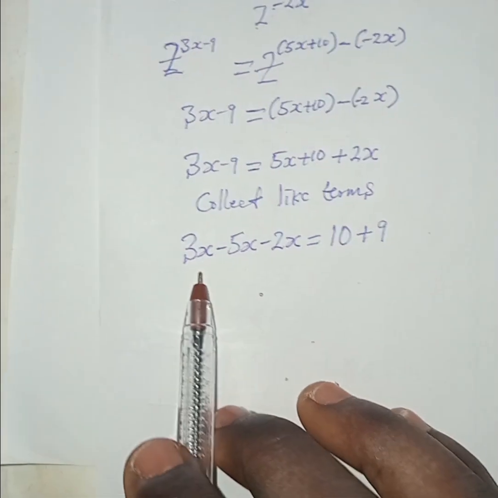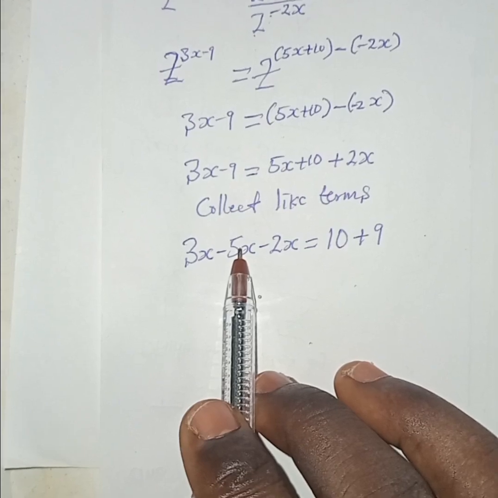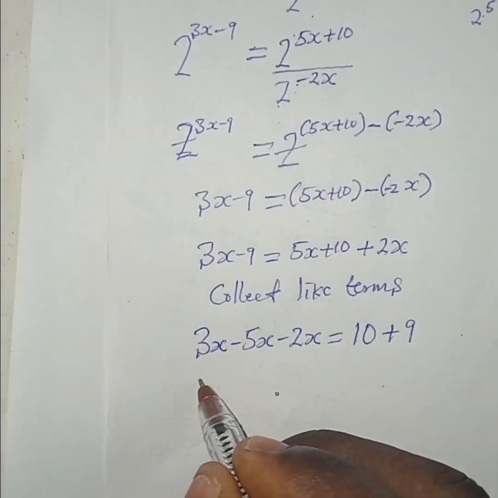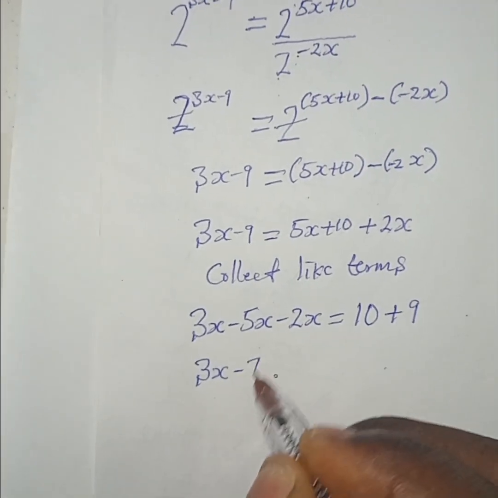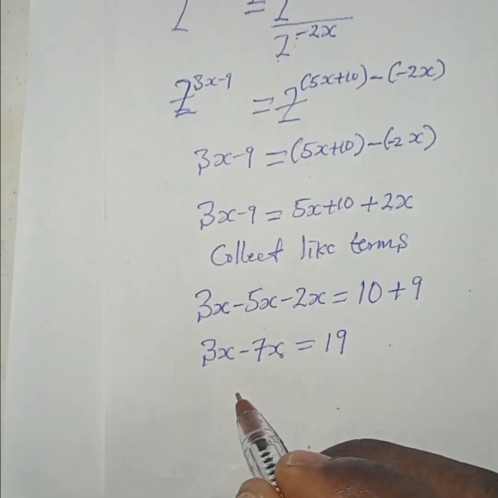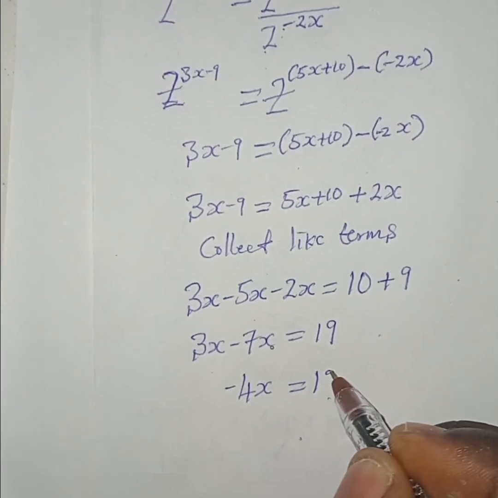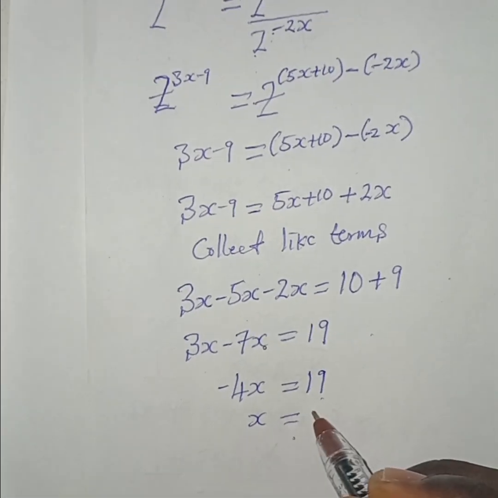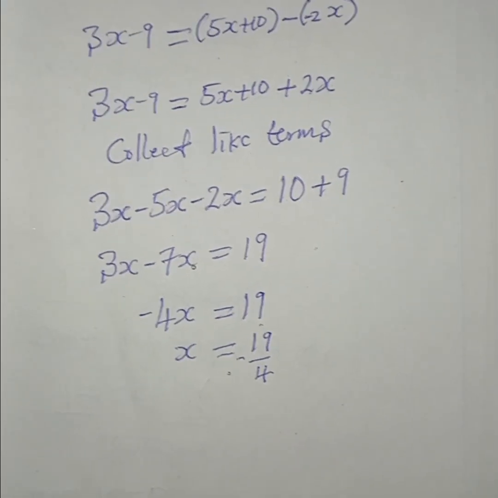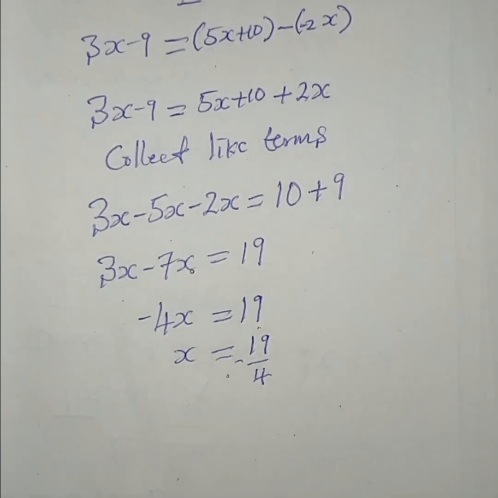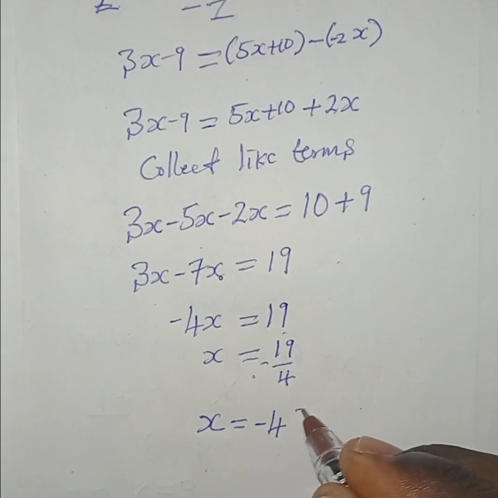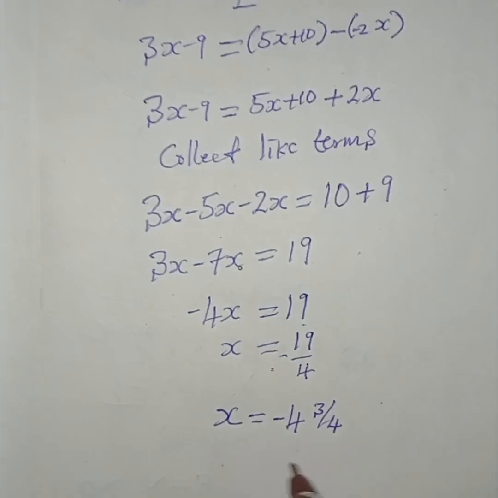Okay. So the next thing, we have 3x minus 5x plus 2x. Now, to make it more simple for you, keep this 3x. Minus 5 minus 2 give us minus 7x. Then 10 plus 9 give us 19. So 3x minus 7x will give us minus 4x, all equal to 19. So x become 19 all over minus 4. So the answer is x is equals to minus 19 all over 4. Or you can say x is equals to minus 4 odd number 3 over 4. You can use your calculator to confirm this answer. So this is our final answer.